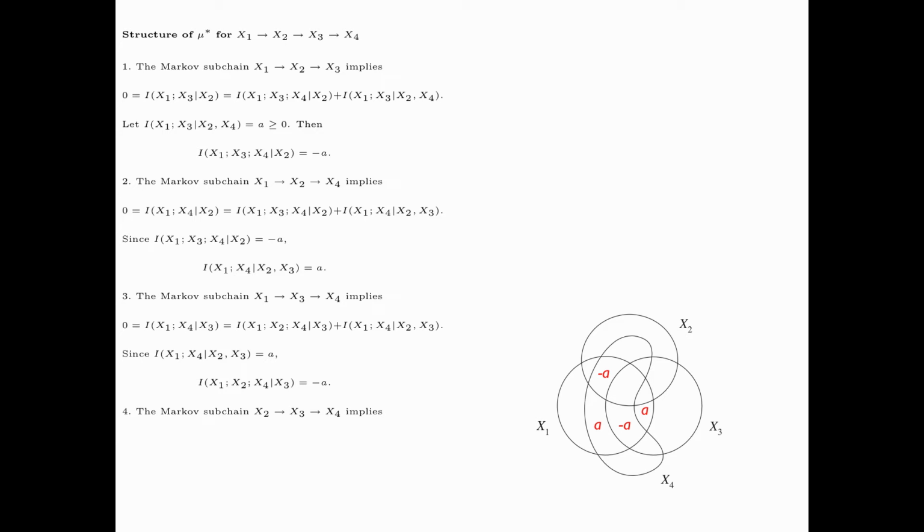We now consider the Markov subchain x2, x3, and x4, which implies I(x2; x4 | x3) is equal to 0, and again, this is written as the sum of two information measures, where the first information measure is seen to be minus A, and so the second one must be A. This is indicated in the information diagram.